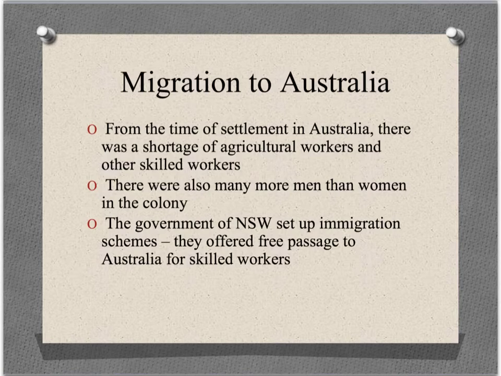So the government of New South Wales set up an immigration scheme. It was called the Assisted Passage Scheme, and they offered free passage to Australia for skilled workers. So skilled workers in Britain who could not find work or had not found adequate work could move themselves and their families to Australia for free in order to exchange their skills to help build the Australian colony.